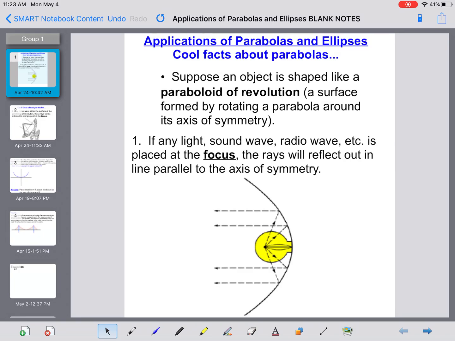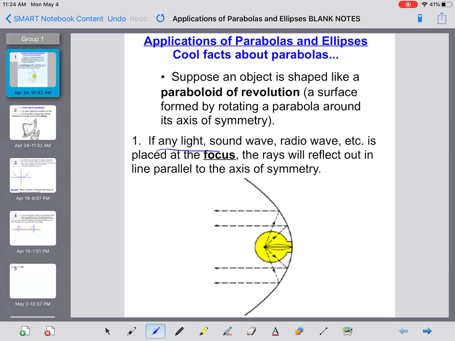One cool thing about a parabola, one application we'll use a lot is this. Suppose an object is shaped like a paraboloid of revolution, a surface formed by rotating a parabola around its axis. So a paraboloid of revolution basically means if you take a cross-section cut of whatever object you're looking at, you'll see a parabola, right? So that's what we have right here. Think about a flashlight. If you cut a flashlight in half and look at it from the side, what you'd see is a parabola. So a flashlight is a paraboloid of revolution.